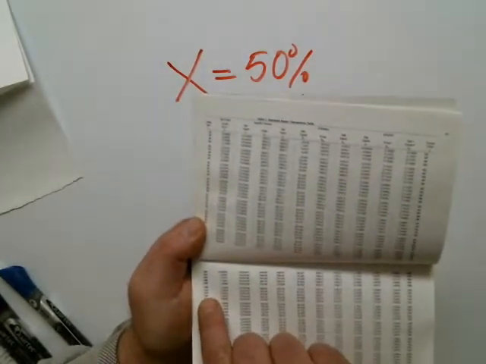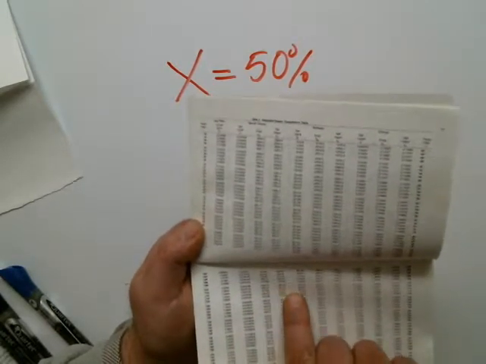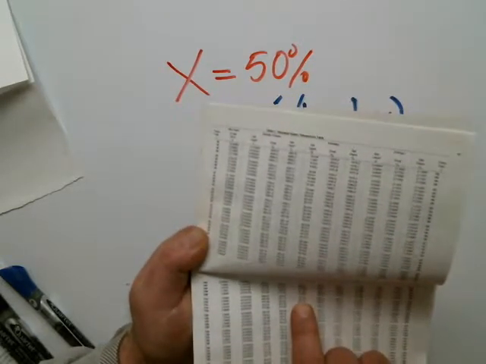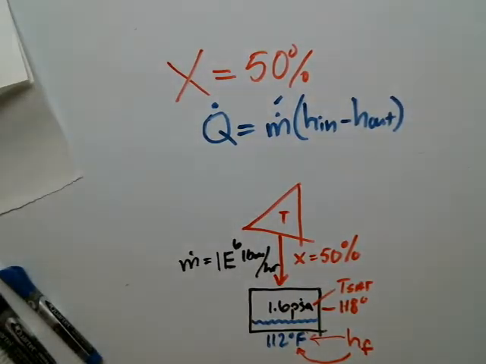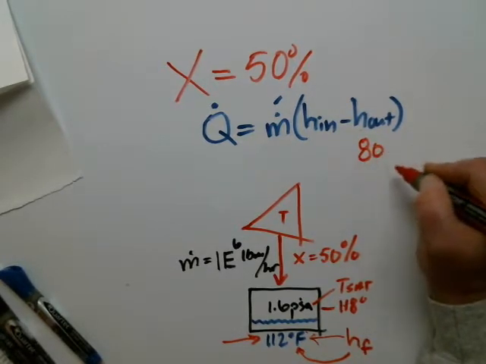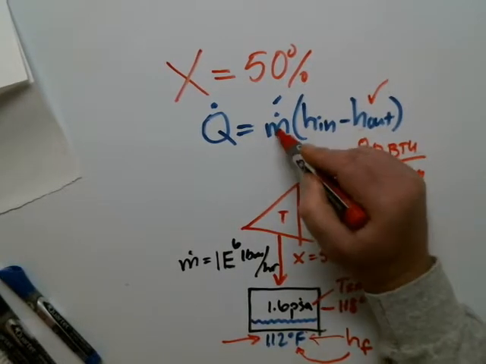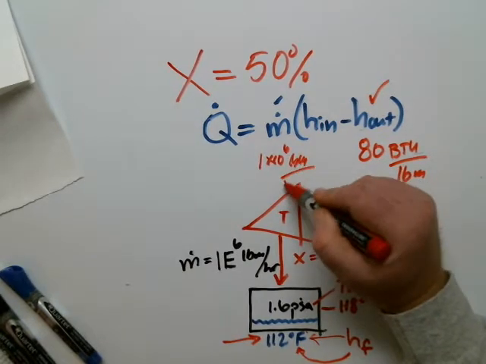And if you go to your temperature tables, you'll see that 112 degrees come across, and the H sub F at 112 is 80.01 BTUs per pound mass. So I'm going to call that 80 BTUs per pound mass is the enthalpy of this water right here. That's the outlet enthalpy up here. So this is 80 BTUs per pound mass. Got that? The mass flow rate was 1 times 10 to the 6th pounds mass per hour.